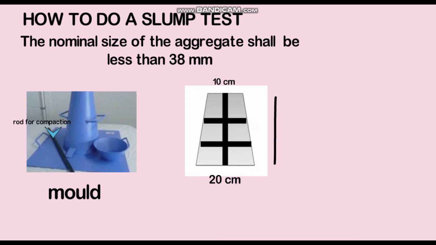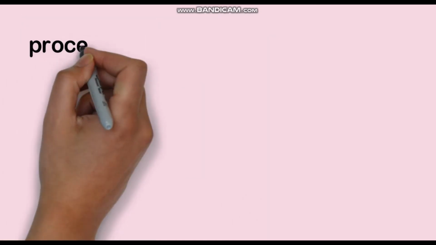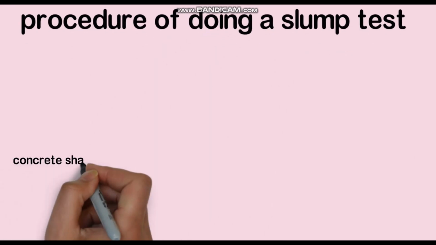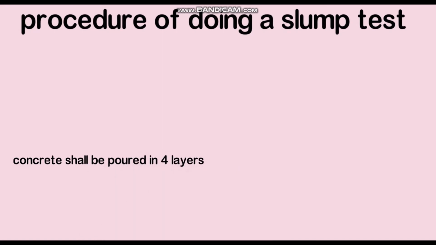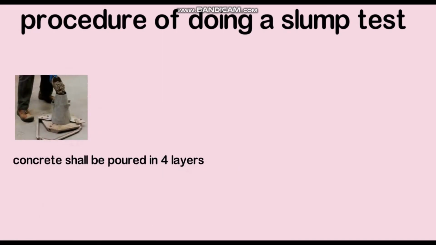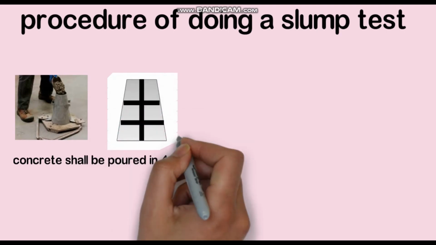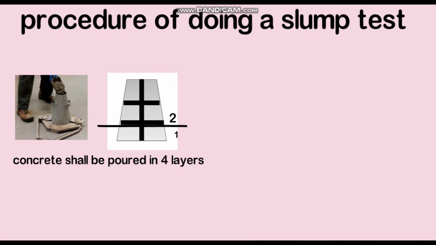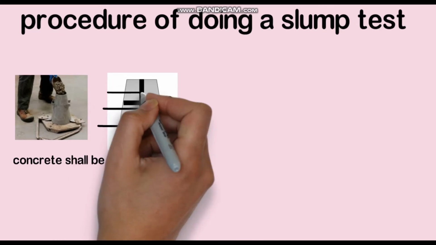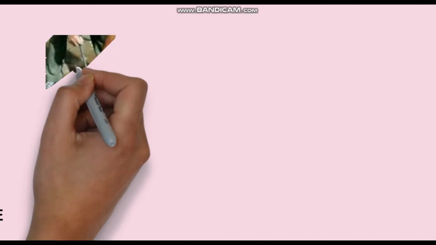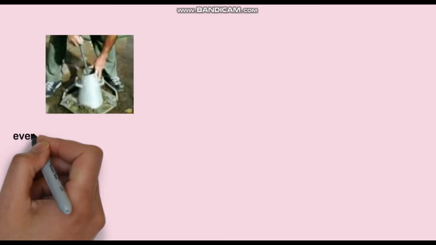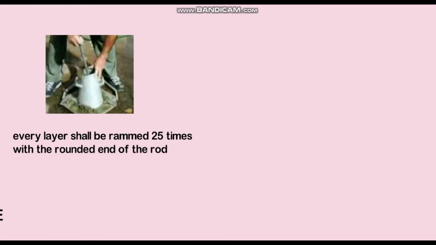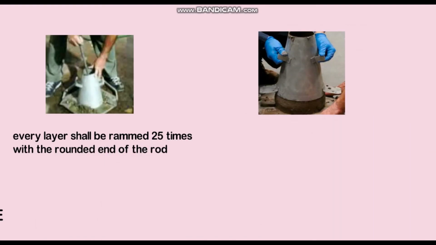Procedure of doing a slump test. The concrete shall be poured in 4 layers. The total height is 30 centimeters and the concrete shall be filled in 4 layers, and this is a figure showing the 4 layers, and every layer shall be rammed 25 times with the rounded end of the rod. After that, the slump cone shall be gently lifted and removed.